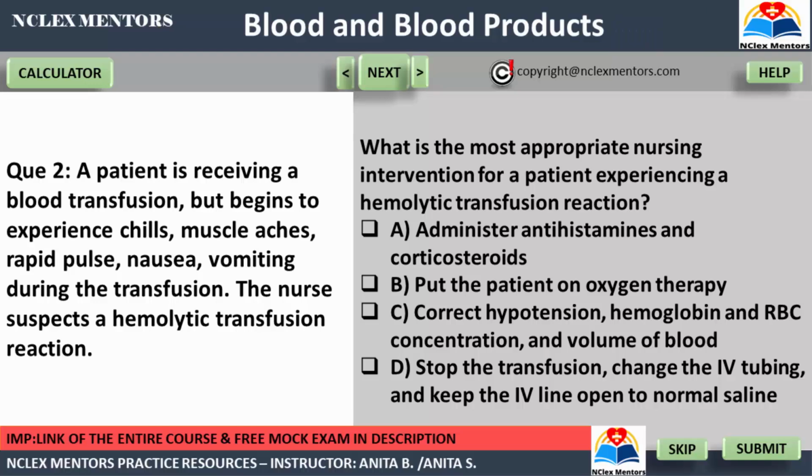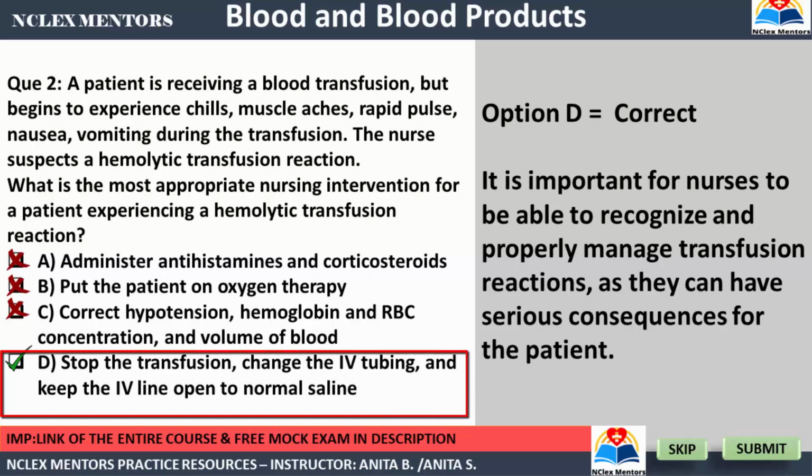All right, time's up. Let me reveal the right answer to you. The right answer is option number D. The most appropriate nursing intervention for a patient experiencing a hemolytic transfusion reaction is to stop the transfusion, change the IV tubing, and keep the IV line open to normal saline.